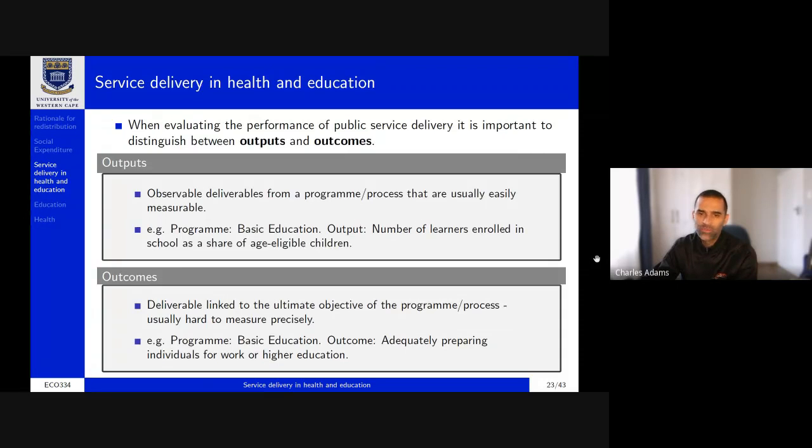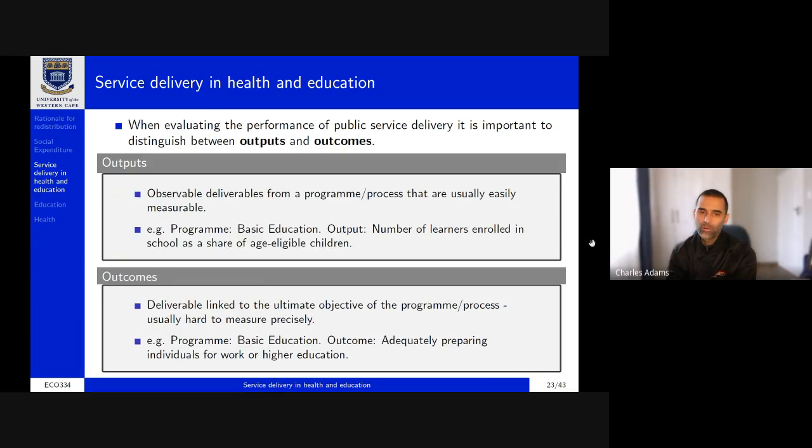So outputs are observable deliverables from a program or process that are easily measured. So you can think of, in the case of education, an output would be the number of learners enrolled in school as a share of age-eligible children, right? Or the number of matriculants who passed in a given year. That's an output of the education system. Outcomes, on the other hand, are deliverables linked to the ultimate objective of the program or process. And unlike outputs, outcomes are much more difficult to measure. So governments would typically report on outputs because those are things that are easily measured and easy to point at.